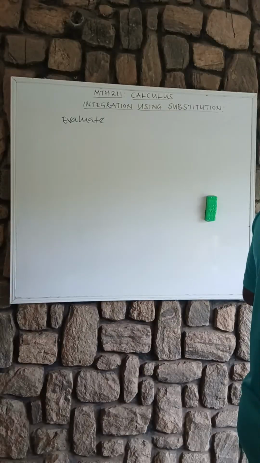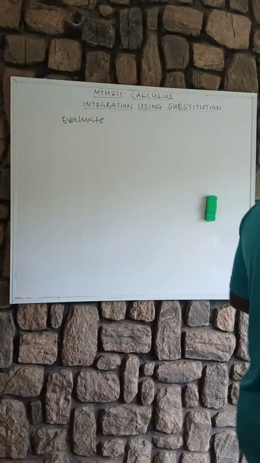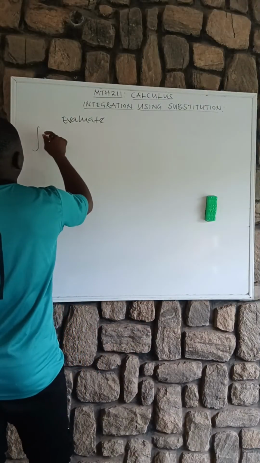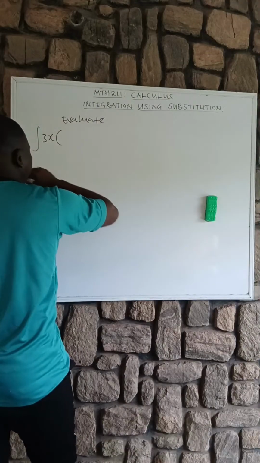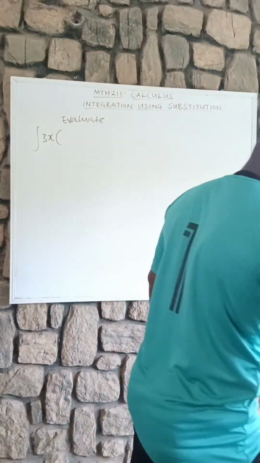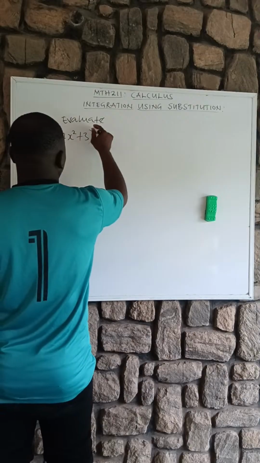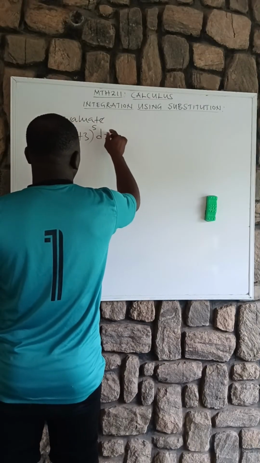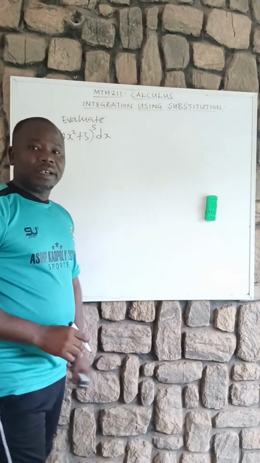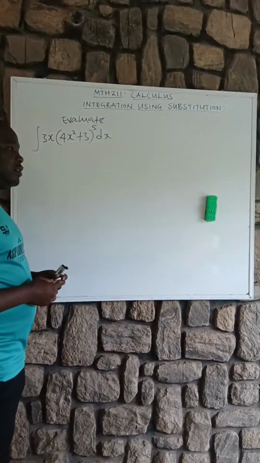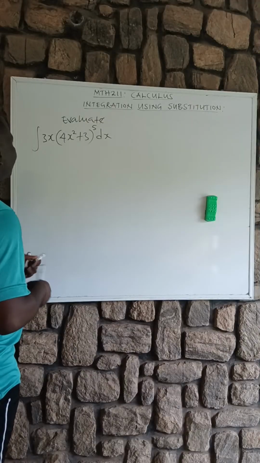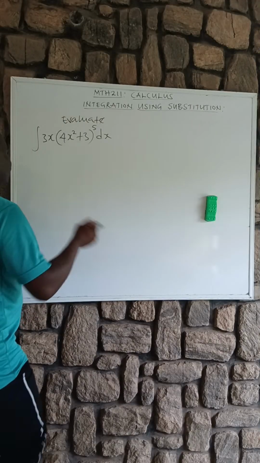There's another example here. Integrate, evaluate 3x times (4x squared plus 3) raised to the power of 5 dx. Amen. It is simple as ABC. It's not difficult. So what are we going to do? Let's write the solution.